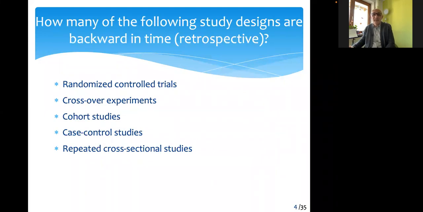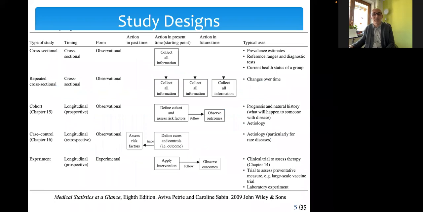Okay, let's do a quiz. How many of the following study designs are backward in time, or we call it also retrospective? And here I have the 5 most commonly used study designs. Give yourself time. If you don't know the answer, listen carefully. I will try to explain it to you.